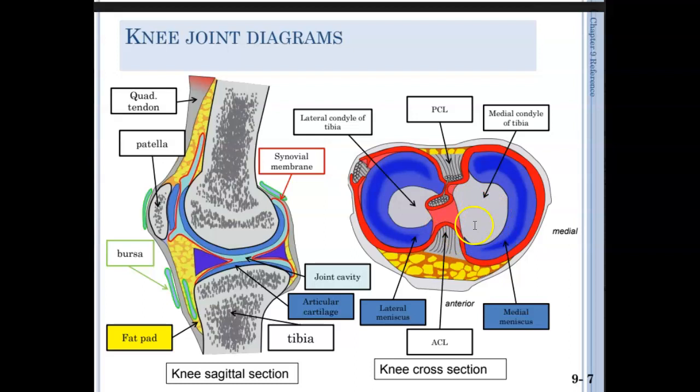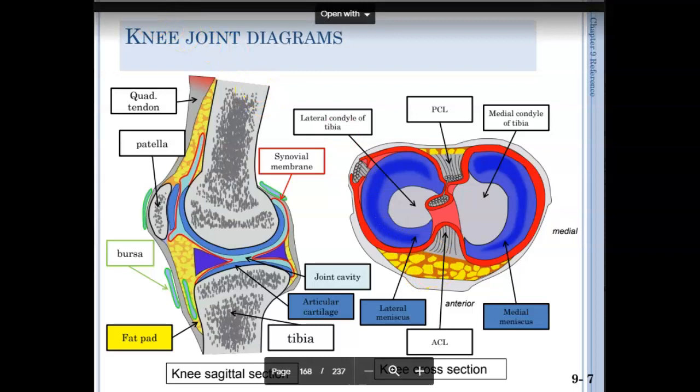If you're looking at it from a cross section, this would be the front and this would be the back. Here's your posterior cruciate ligament, here's your anterior cruciate ligament, the condyles of the tibia, lateral and medial, the medial meniscus, the lateral meniscus, and then here would be your ACL. This is a pretty cool view, looking at the cross section downwards, so that you can see that both of these menisci play an important role in preventing pain, because otherwise you get bone on bone.